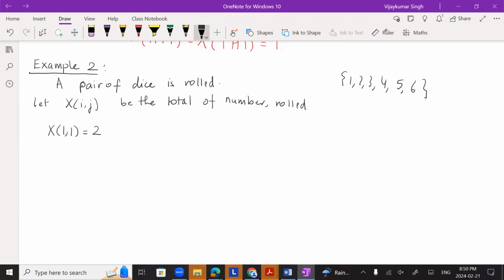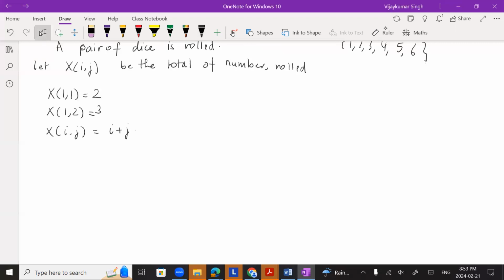Just 1 second. Yeah, so we have X of 1,1 is going to be 2. X of 1,2 is 3, right? Or we have X of i,j is going to be i plus j. Is that okay? Yeah. Now, this is the idea here. All right.